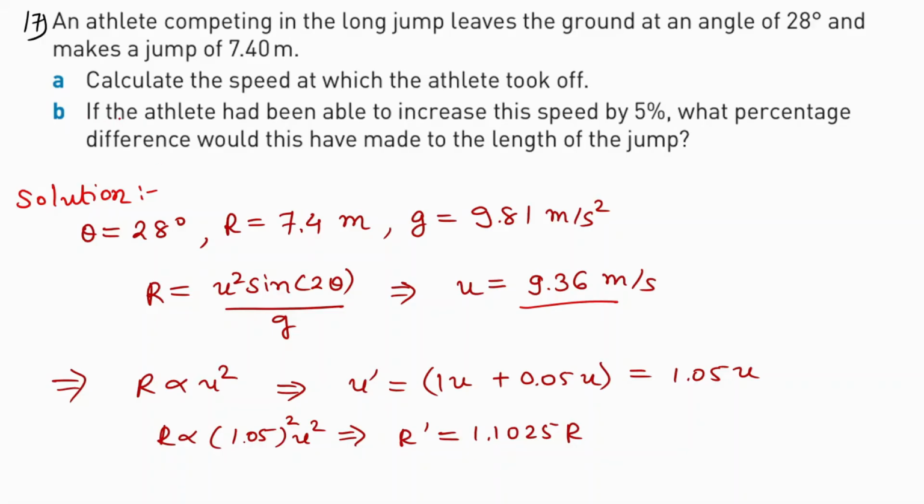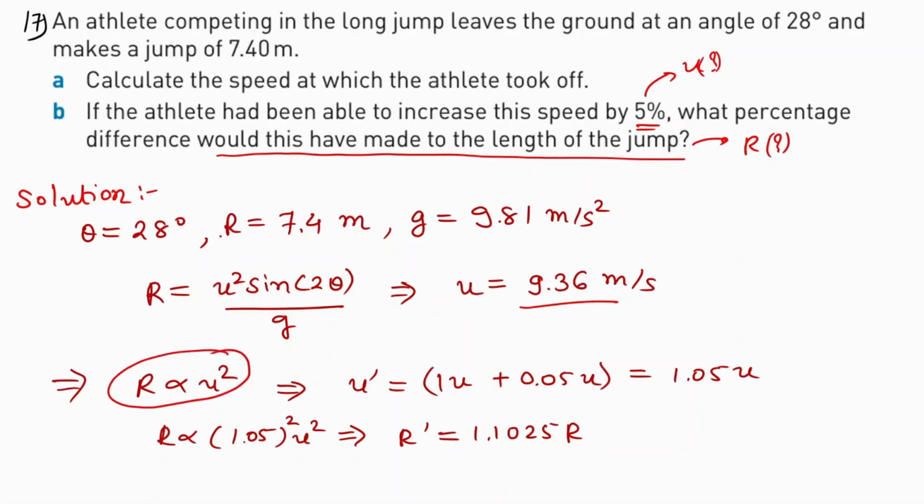Now, question B says if the athlete had been able to increase the speed by 5%, what percentage difference would it have made to the length of the jump? So what is the difference in R if we increase the U by 5%? In order to answer this, we need to take R proportional to U square, because we didn't change g and we didn't change the angle of projection, theta. The rest is constant.